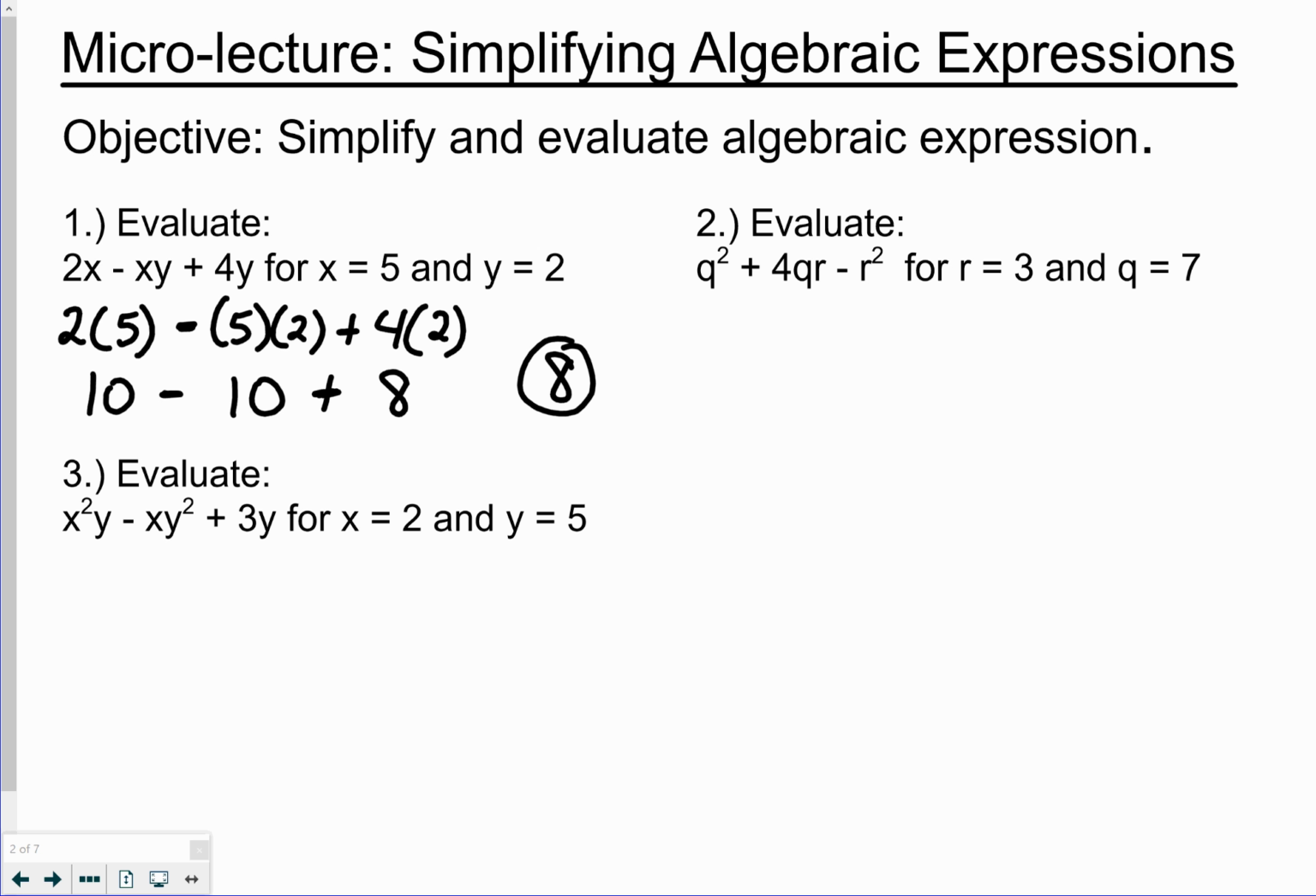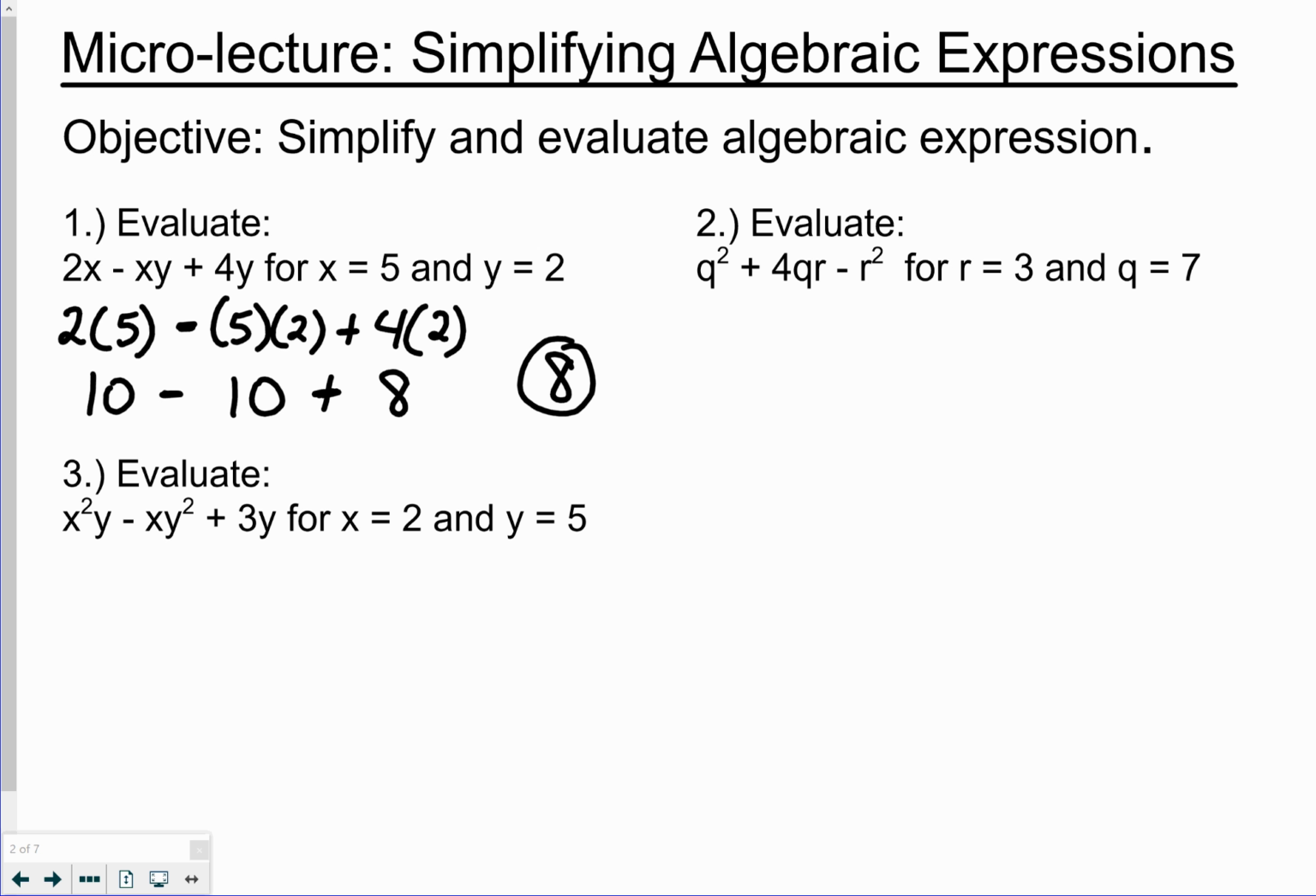Questions on the first one? No. Feel good? Yeah. Okay. No, Victoria. Hit me up. What do you got? Great. 10 minus 10 is 0. 0 plus 8 is 8. It's a safe place, okay? Always ask questions.